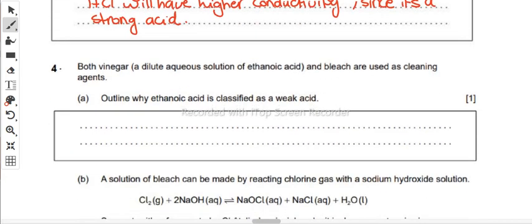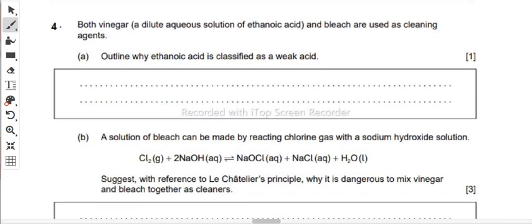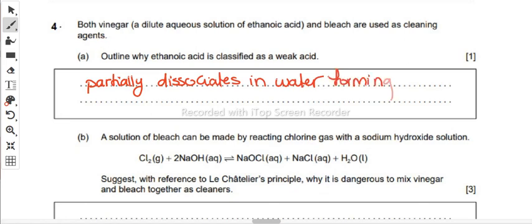Both vinegar, a dilute aqueous solution of ethanoic acid, and bleach are used as cleaning agents. Outline why ethanoic acid is classified as a weak acid. You need to say that this acid partially dissociates in water, forming H positive ions.